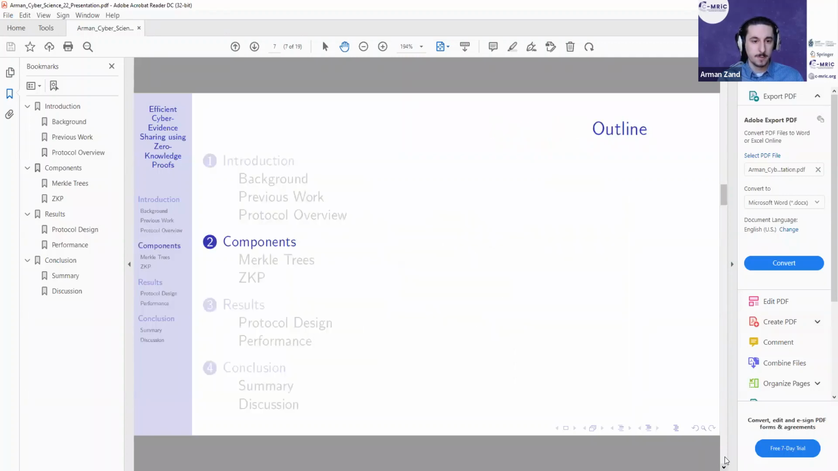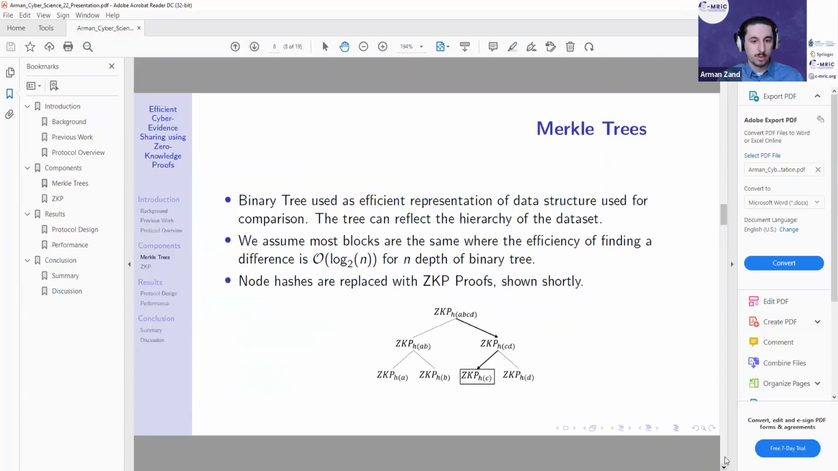Next slide, please. Now we'll go over the components. We have Merkle trees, which is quite a well-known binary tree, an efficient representation of a data structure. So very briefly, as you can see in the little diagram below, if you split up your data into blocks A, B, C, and D, you can concatenate two of them reciprocally, and they will create this tree.